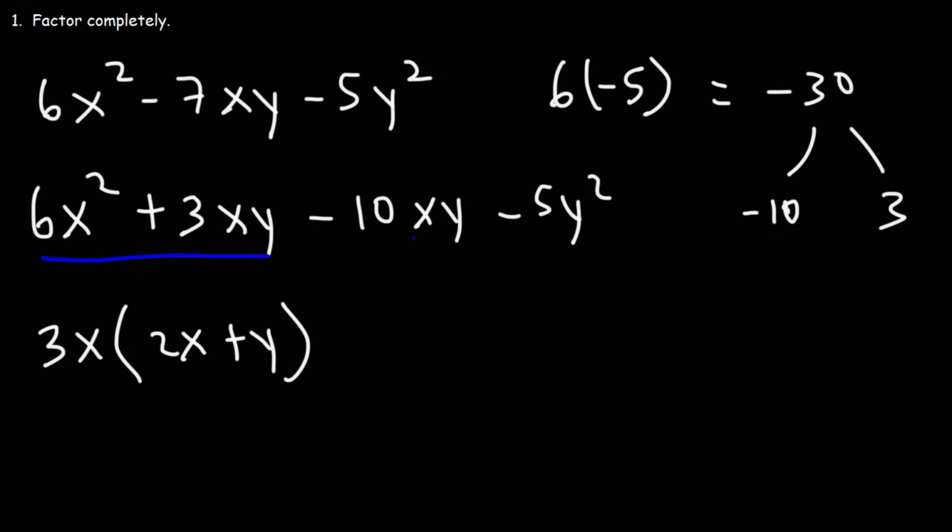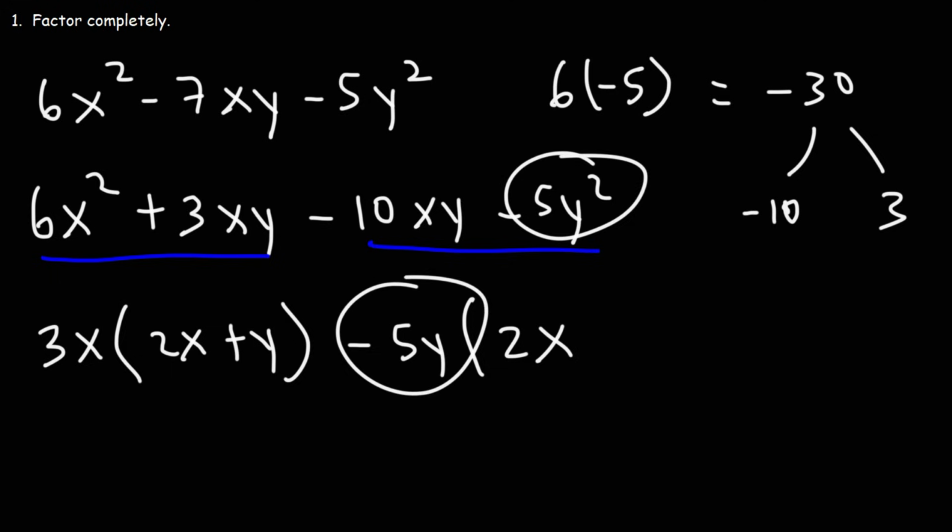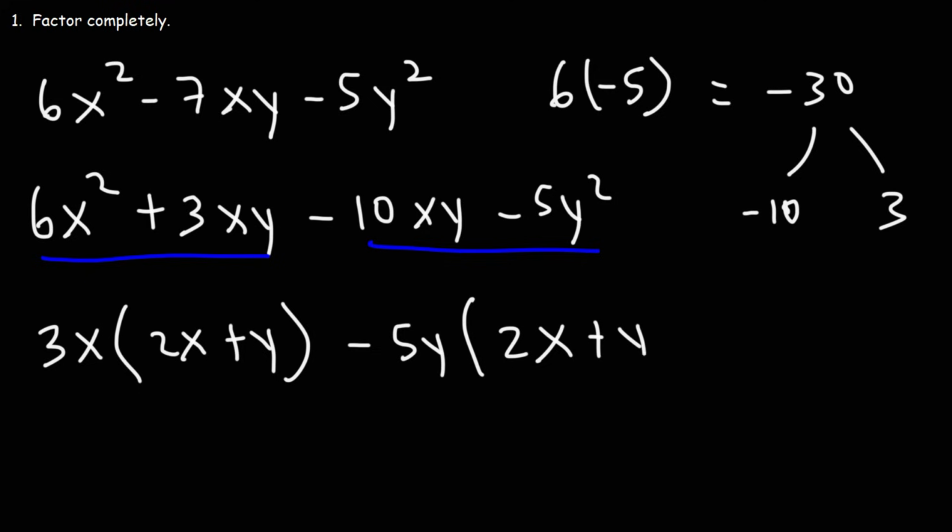Now let's take out the GCF in the last two terms. This is going to be negative 5y. So negative 10xy divided by negative 5y. Negative 10 divided by negative 5 is positive 2. The y's will cancel, leaving behind the x. So it's just 2x. Negative 5y squared divided by negative 5y, that's going to be positive y.